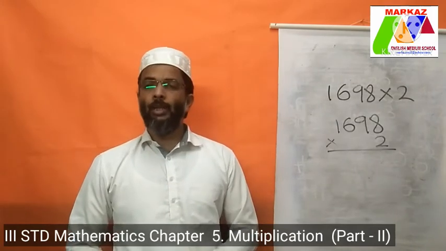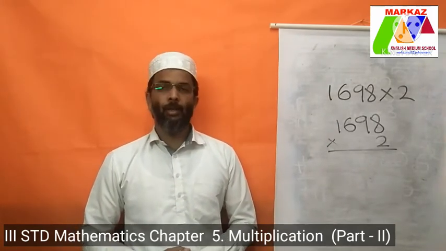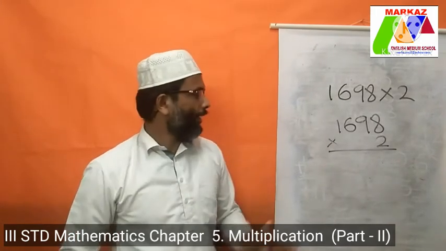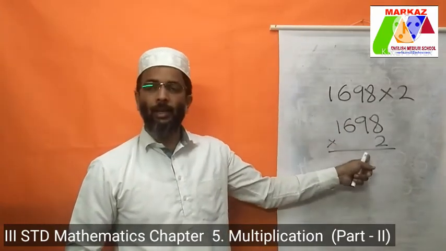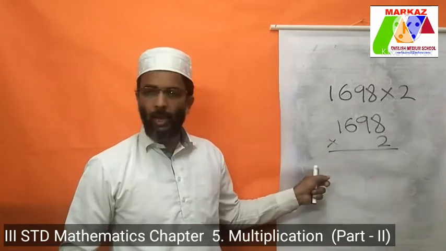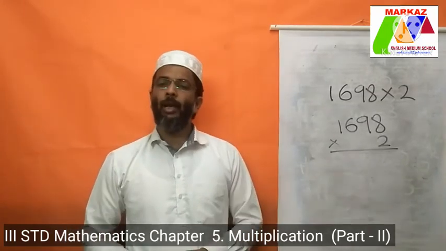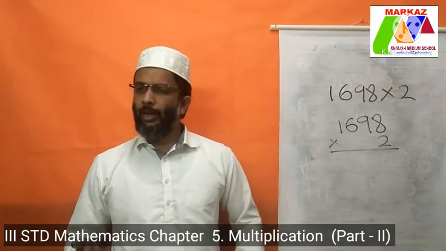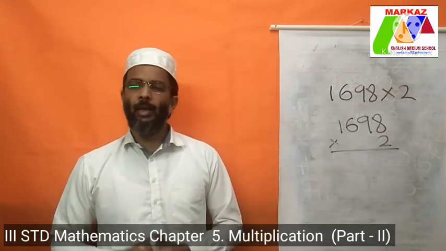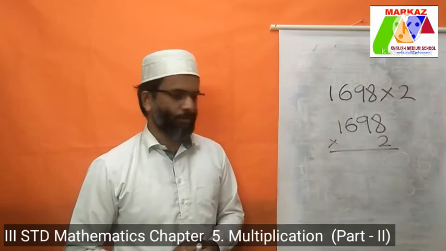Next example, 4-digit number. Multiply 1698 by 2. Write the numbers vertically: 1698, then write 2. Draw answer line, put symbol of multiplication. What to do next? Multiply the bottom number with each of the top numbers from ones place.